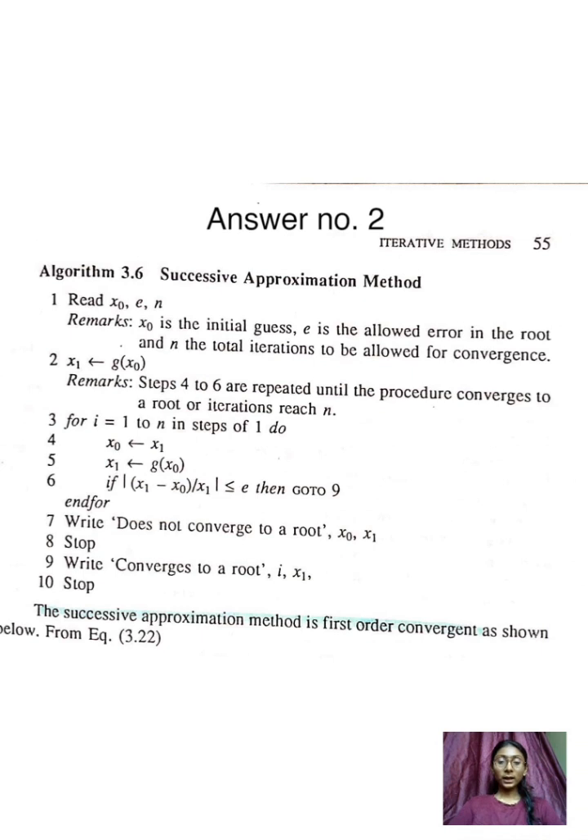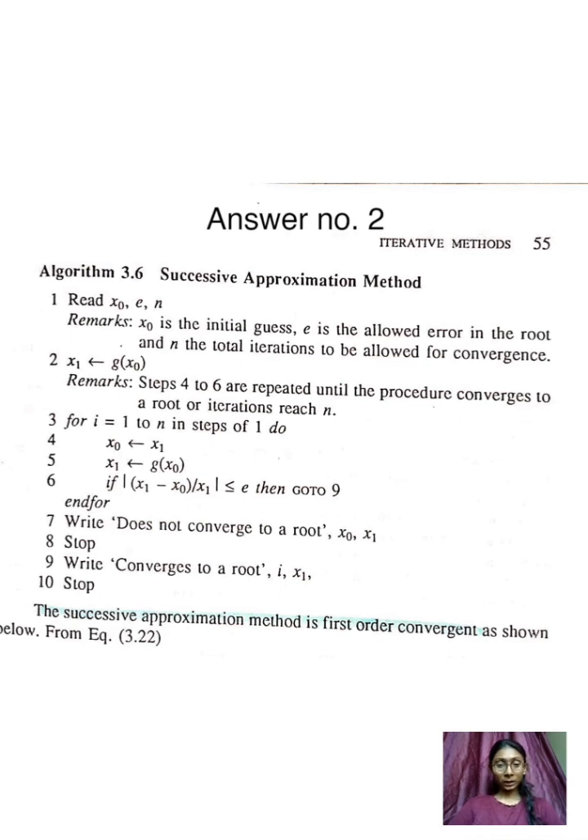Question number 2 is: write an algorithm for the successive approximation method. Now in step 1 we read the values of x0, e and n. x0 is the initial guess, e is the allowed error in the root, and n is the total number of iterations allowed for convergence. And in the second step we initialize the value of x1 as g of x0.